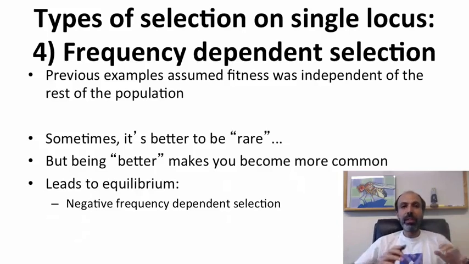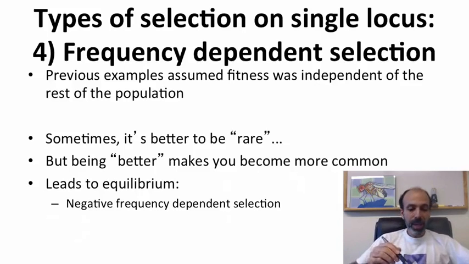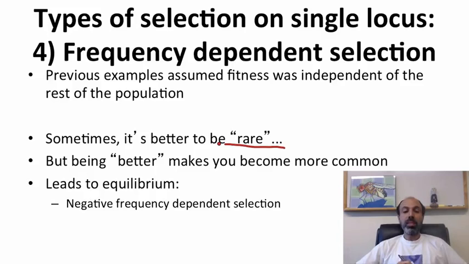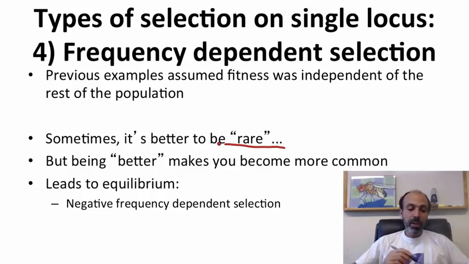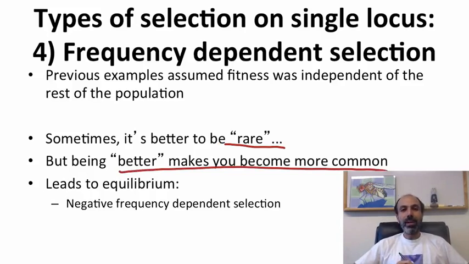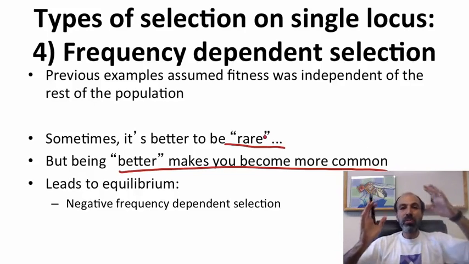Or if you're a little a, you're better than big A, no matter what. Sometimes it's actually better to be rare, that your fitness may depend on your relative abundance or frequency in the population. Now, being better makes you more common. Right? If you're better, it means you're having more kids, you're more likely to survive, so you become more common. But if it's better to be rare, it's kind of this funny thing where you have these opposing forces.